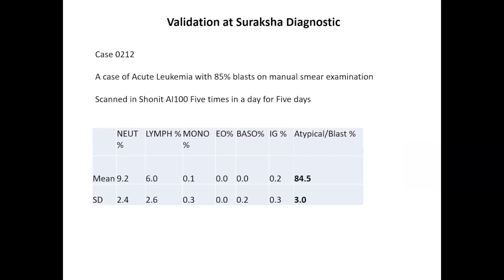Another case, a case of acute leukemia with 85% blast on manual smear. We scanned this slide 5 times a day for 5 days just to check how much variation I would get if we process the slide at different times of the day, and whether that is affecting anything. Because it involves optics and many things, there might be differences. But again, if you can see, all the SD percentages are less than 3%. So again, excellent reproducibility of the results.